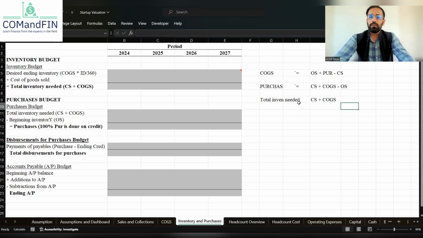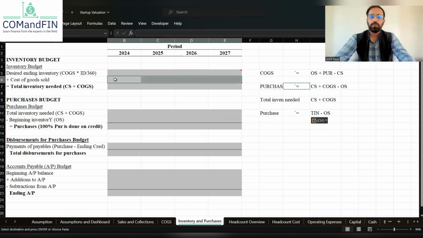Now, from total inventory needed, once you subtract the amount of opening stock, you will be able to find out the purchase of inventory, or the amount of inventory which you will buy during the year. I think you understood, right? So if you want to calculate the purchase of inventory, you have to take total inventory needed and subtract the opening stock. So the same steps we have to perform here.